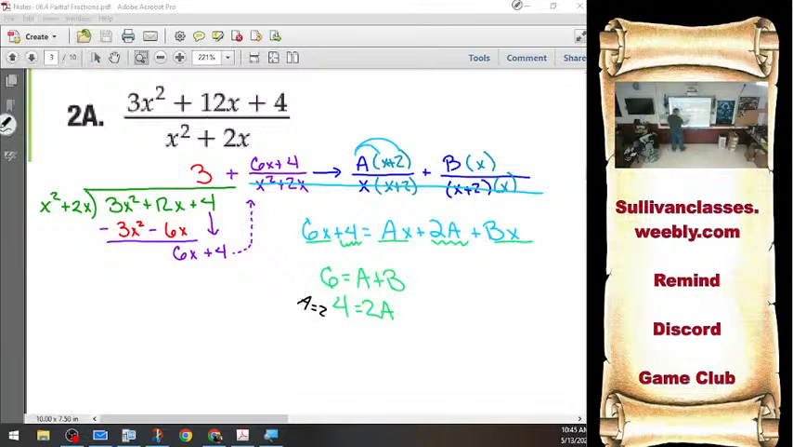A is 2, B is 4. Write out your decomposition. A over x plus b over x plus 2. Don't forget your kid brother at Burger King.